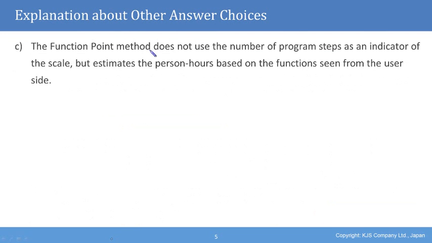The function point method does not use the number of program steps as an indicator of the scale, but instead estimates the person hours based on the functions seen from the user side.